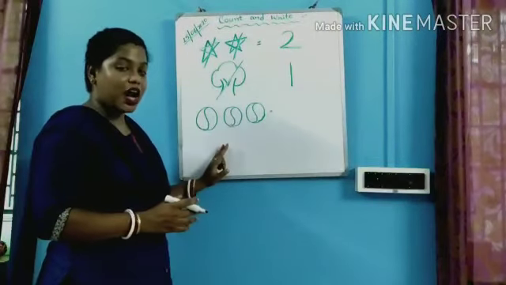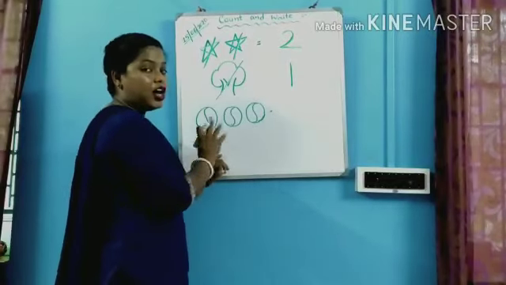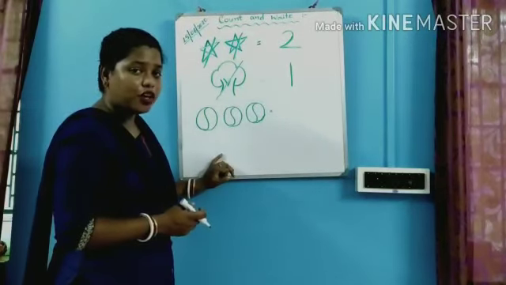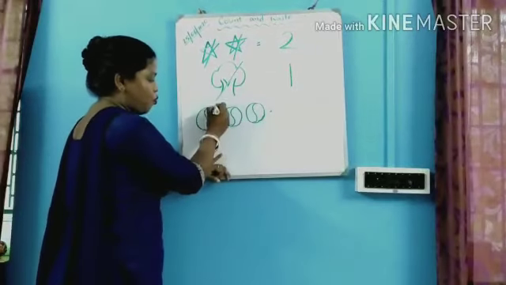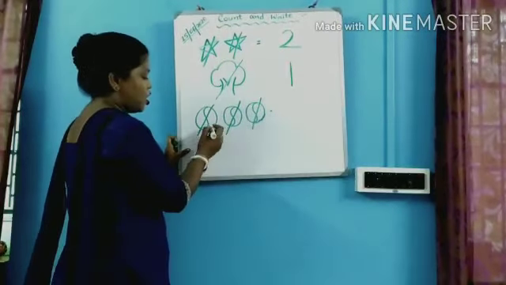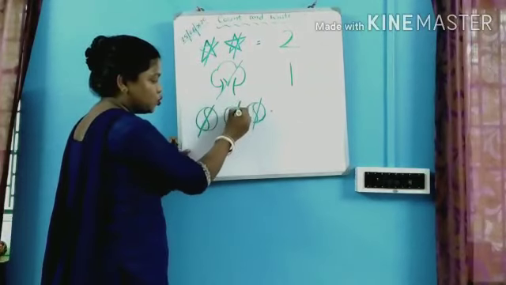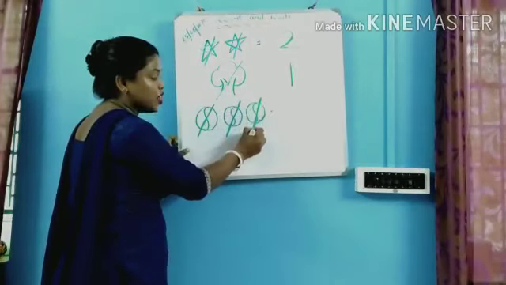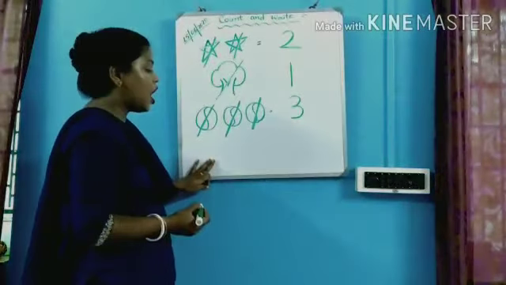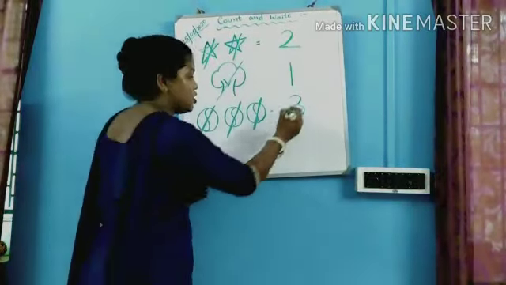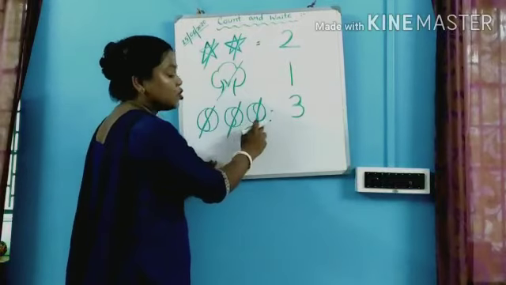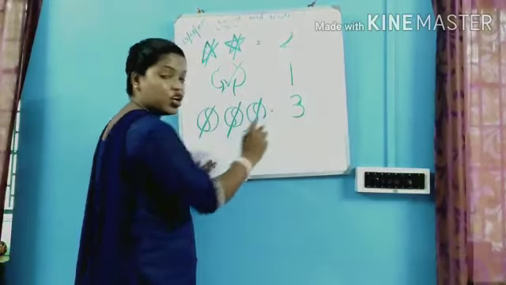Can you say what are these pictures? These are balls. How many balls have I drawn? Okay, let's count. One, two, three. How many balls? One ball, two balls, and three balls. Three balls. One, two, three. Three balls. Okay.